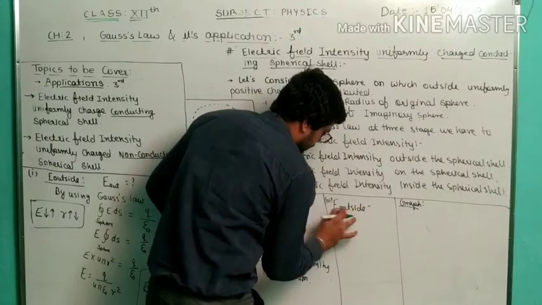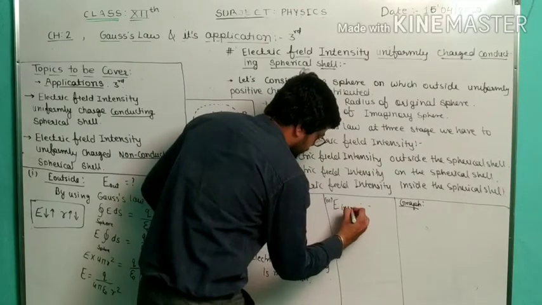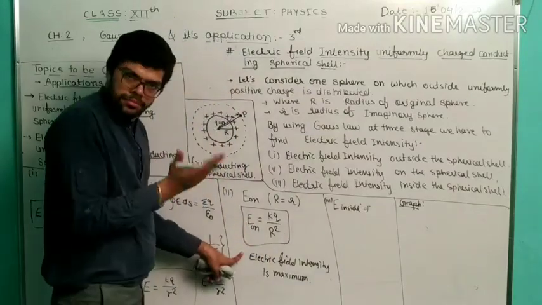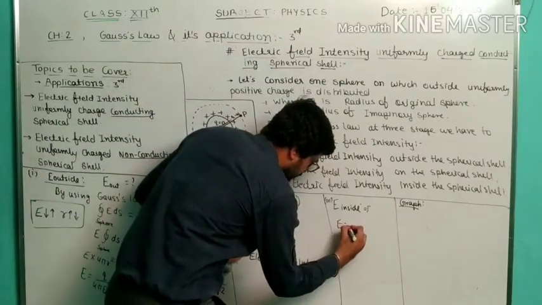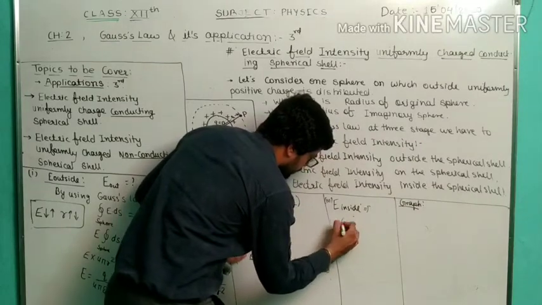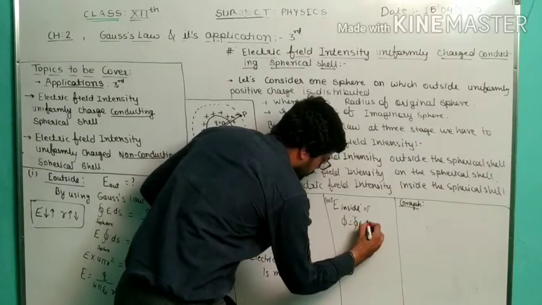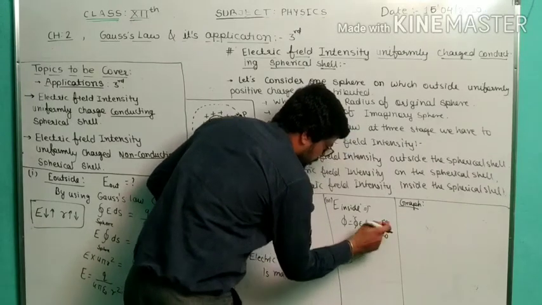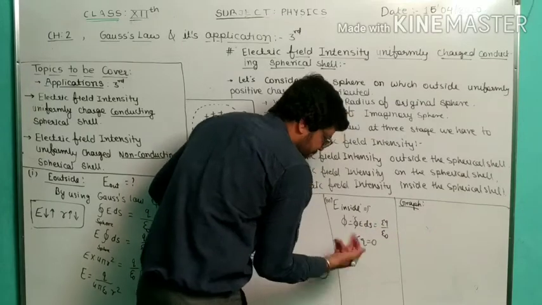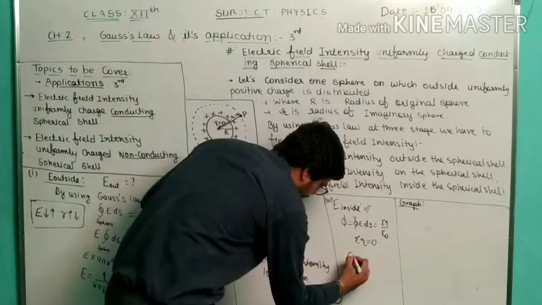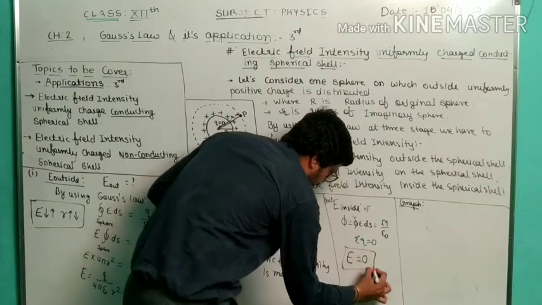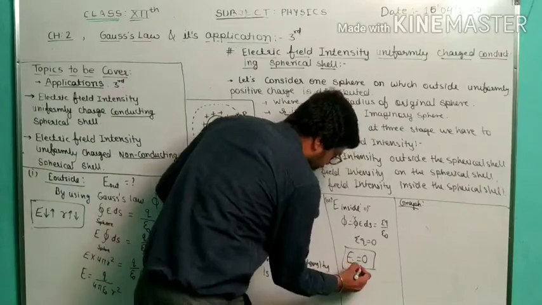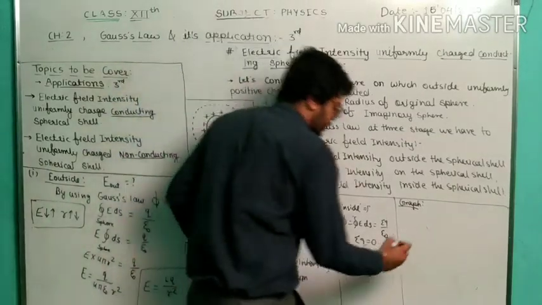Now we are talking about the third case, E inside. You have to see that for E inside, the charge is 0. So the formula is phi equals closed integration E dot ds equals summation q upon epsilon naught, and the total charge is 0. Something divided by anything is equal to 0. So the electric field is equal to 0. Charge is not present, that's why the electric field inside is 0.